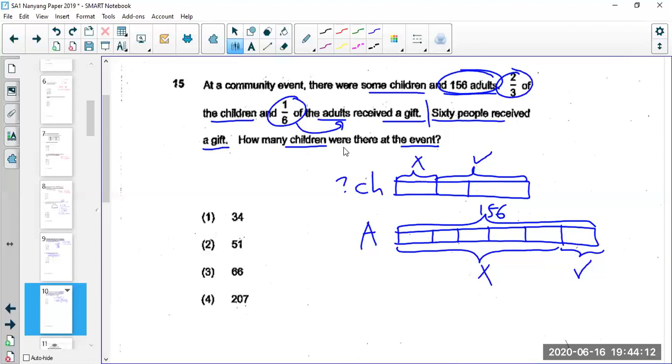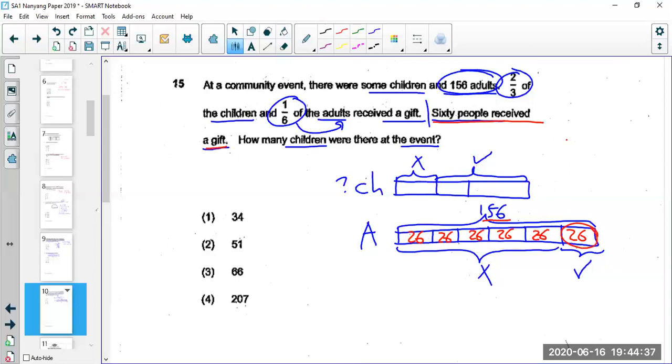So you look at the model, do you see 156? Divide by how many boxes? Divide by 6. So 156 divided by 6, you will get 26. Every box got 26, right? And how many adults get a gift? There are 26 adults who get a gift, right? Now you look at the question. 60 people receive a gift.